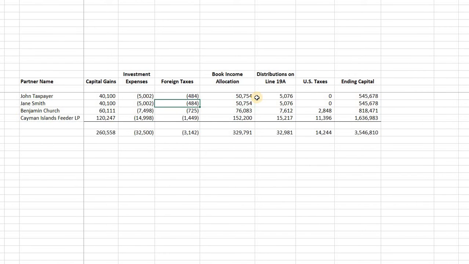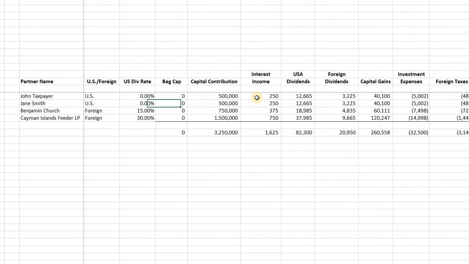So, for example, when we look at the cap table here, the amount of USA sourced dividends in this column being allocated to each person, the dividends being allocated to U.S. residents aren't subject to any withholding tax, but to the extent we have U.S. sourced dividends allocated to non-residents, such as Ben Church here or the Cayman Islands feeder, we do have some withholding tax that applies, right? Now, the base rate is 30%, but it can be reduced by treaty. So Ben, being a German resident, is claiming the reduced treaty rate. Okay, so that's why he has a lower dividend rate.